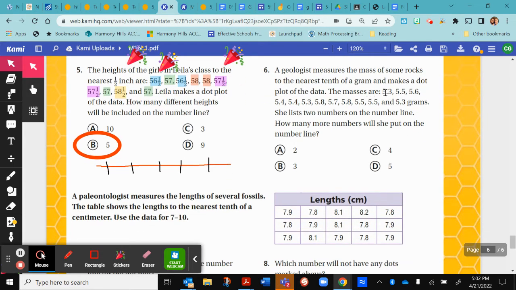So these are the masses: 5 and 3/10, 5 and 5/10, 5 and 6/10, 5 and 4/10, and 5 and 4/10, 5 and 3/10, 5 and 8/10, 5 and 7/10, 5 and 8/10, 5 and 5/10, 5 and 5/10, and 5 and 3/10 grams. She lists 2 numbers on the number line. How many more will she need to put on there? Okay, so first of all, I need to see how many am I going to have? And she's already putting 2 of them on there. How many more does she need to put on that number line?